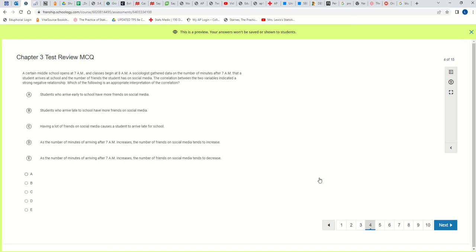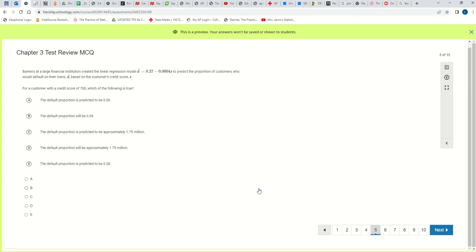C, having a lot of friends on social media causes a student to arrive late. Nope, causes. D, as the number of minutes after 7 increases, the number of friends on social media tends to increase. Well, they're not both increasing. And then E, as the number of minutes after 7 increases, the number of friends decreases. I mean, you could sail right through this problem. If you see up at the top, it's got a negative relationship, and you can pick the one that says as one increases, the other decreases. Pick E and move on, okay?